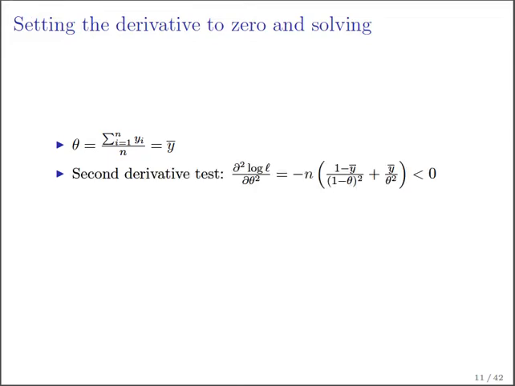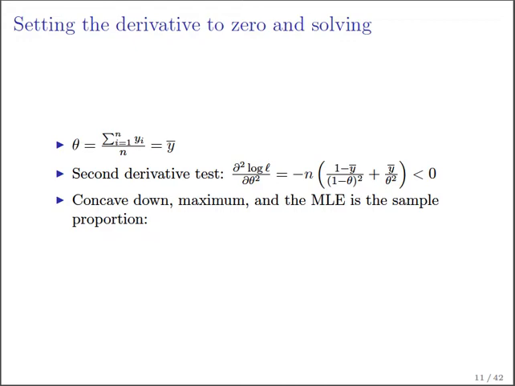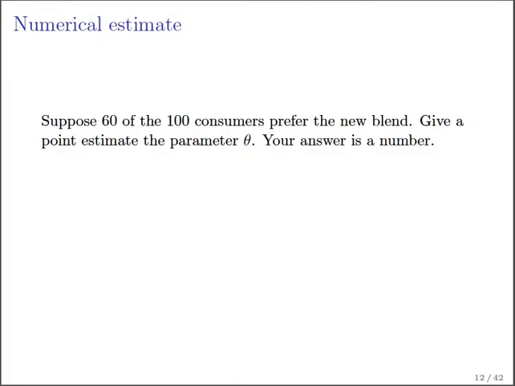Of course, when the derivative is zero, you might have a maximum, you might have a minimum, you might have a saddle point, so you can do the second derivative test, and when you do so, you find that the second derivative is negative, meaning that the function is concave down and it's a maximum, and so everything is fine. And the MLE is the sample proportion. We call it theta hat. It's the same as y bar, and often denoted by p, unless p is used where I've used theta.